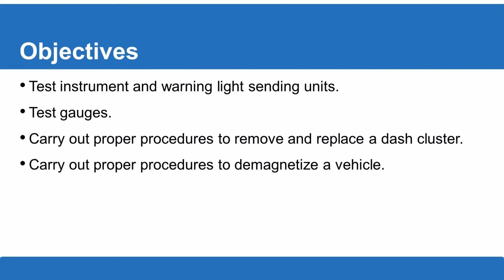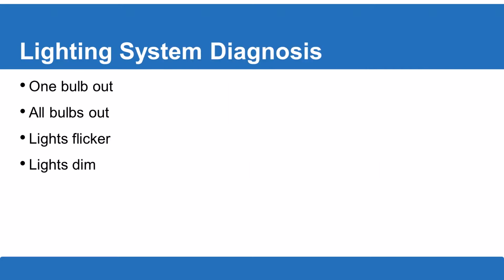So the very first step in the lighting system diagnosis pathway is to determine what the condition is, right? Do we have one bulb out? Do we have all the bulbs out? Do we have a section of the bulbs out? Are the lights flickering? Are the lights dim? Because each one of these conditions takes us down a different pathway. One bulb being out is most likely a bulb that has simply blown. If all the bulbs are out, we probably have a circuit failure.